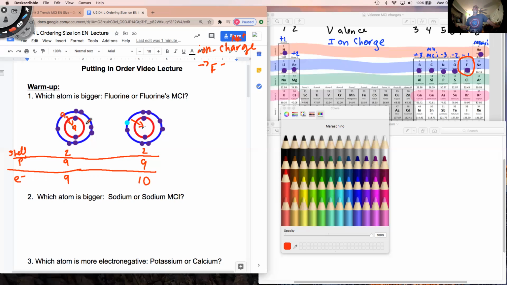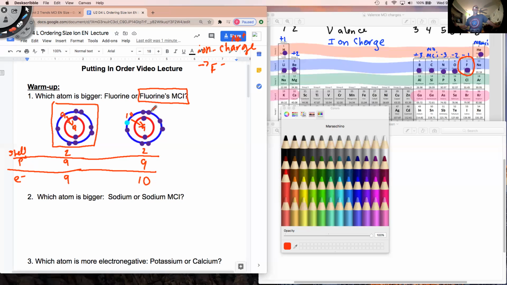Which will be able to pull them in closer? 9 versus 10 or 9 versus 9? And hopefully you all said, yes, it's fluorine, okay? This one's going to be able to pull them in closer because it's a better ratio, 9 versus 9 versus 9 versus 10. So if this atom is smaller, then which atom is going to be bigger? The bigger atom is going to be fluorine's MCI.